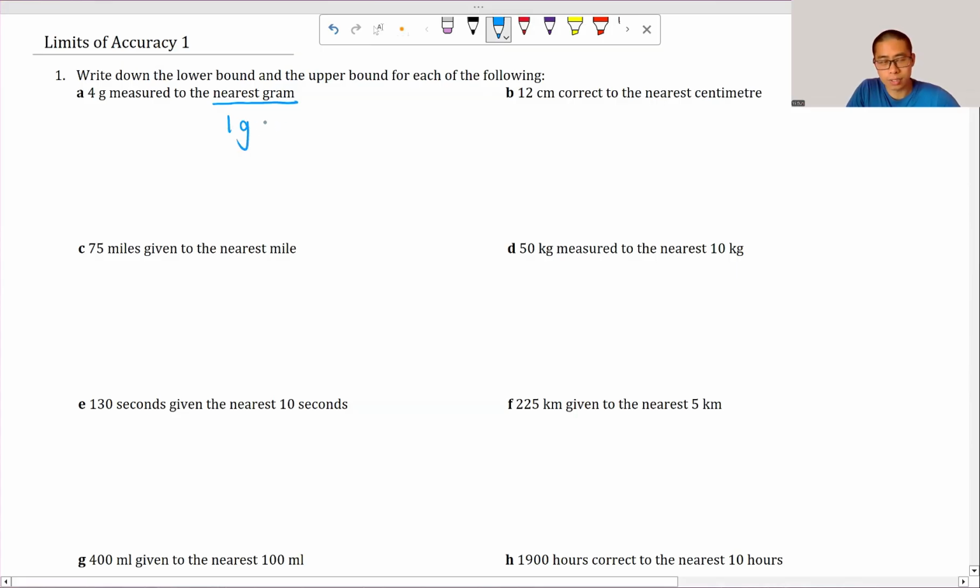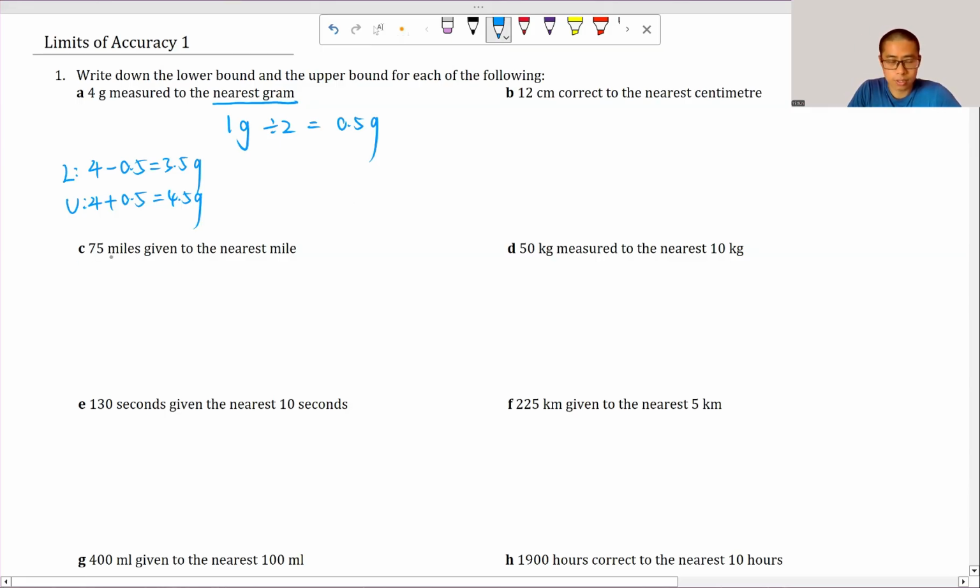We first divide 1 gram by 2, then we have 0.5 gram. Use 4 minus 0.5, which is 3.5 gram. This will be our lower bound. And then to find the upper bound, we just use 4 plus 0.5. Then 4.5 gram will be our upper bound. So that's how we find the upper bound and lower bound for this question.